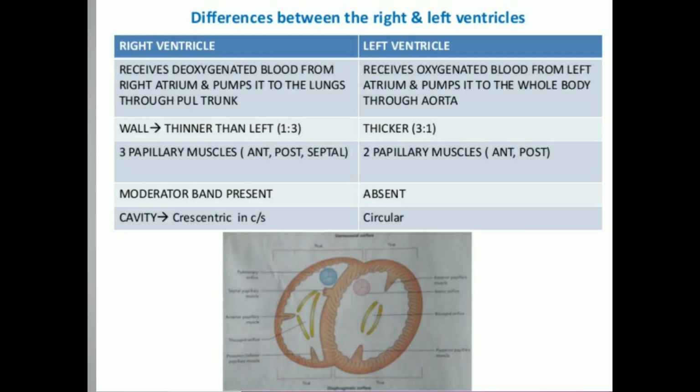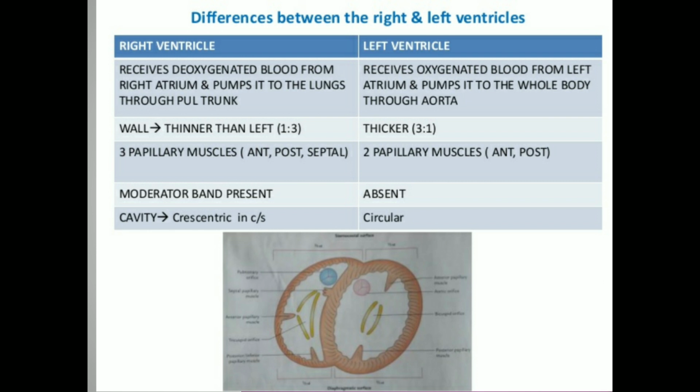These are the differences between the right and left ventricle. The right ventricle receives deoxygenated blood from the right atrium and pumps it into the lungs through the pulmonary trunk. The left ventricle receives oxygenated blood from the left atrium and pumps it to the whole body through the aorta. So remember, the right ventricle carries deoxygenated blood to the lungs through the pulmonary trunk, whereas the left ventricle receives oxygenated blood and sends it to the whole body through the aorta.